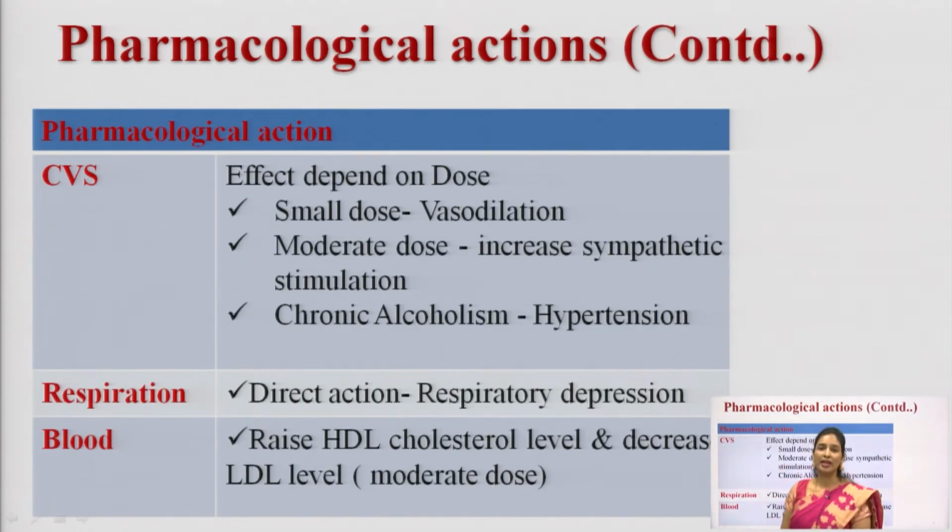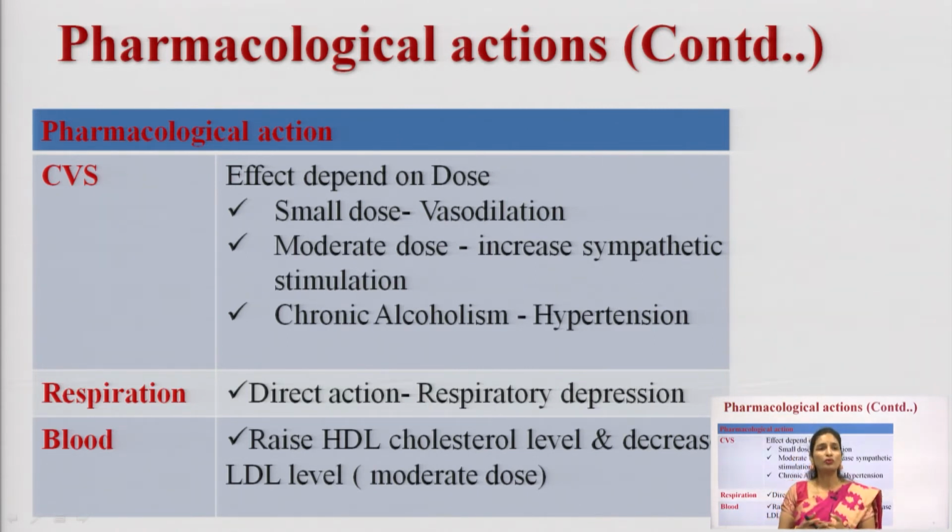And we are moving to the next one, action on the CVS. What is the action on the cardiovascular system when you take alcohol? It is dose dependent. You cannot say that alcohol causes tachycardia, nor can you say that alcohol produces bradycardia. It depends completely upon the dose, what dose you are taking or consuming into the body.